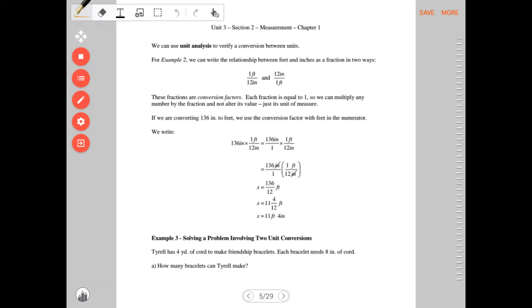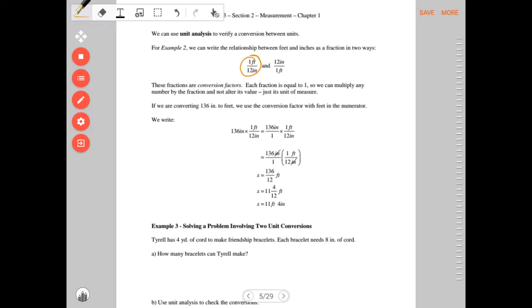Okay, I know what you're thinking. 1 divided by 12 is not 1, and 12 divided by 1 is not 1. But the thing is, 1 foot is the same as 12 inches. So this fraction is 1, just with different units. Those are the same things. Okay, so if we're converting 136 inches to feet, we use the conversion factor with feet in the numerator. So if we want feet, feet goes in the numerator. Inches then goes in the denominator. And look, the two inches, the units, then cancel out.